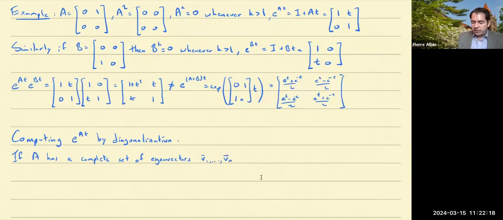Okay, well, suppose that A does have a complete set of eigenvectors, v1 through vn, with eigenvalues lambda 1 to lambda n, right? So here, lambda 1 is the eigenvalue corresponding to v1, and lambda n is the eigenvalue corresponding to vn. So there might be repetition here. That's okay. Just keep the eigenvalues corresponding to each eigenvector. And then what you do is you let U be the matrix whose columns are these eigenvectors.